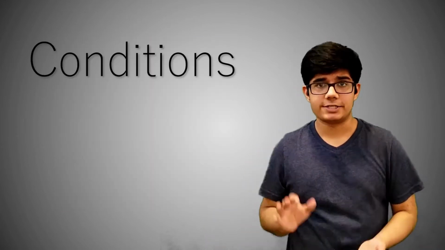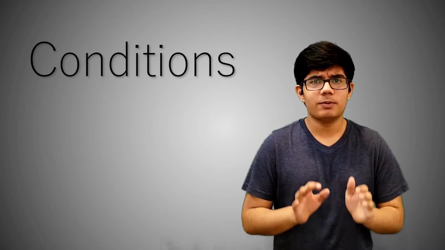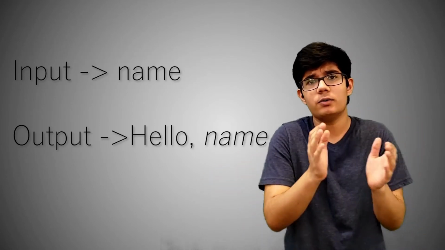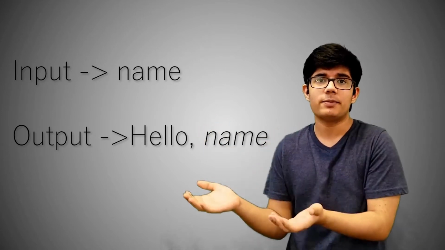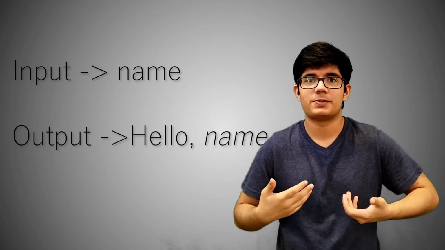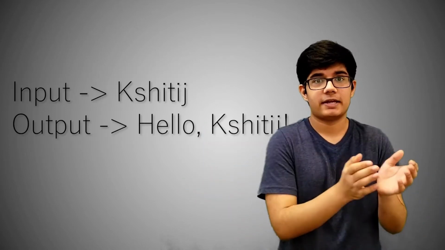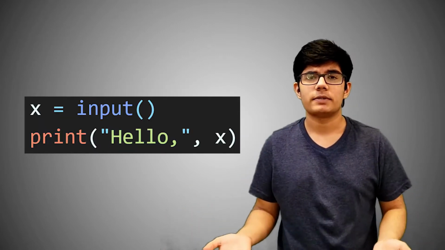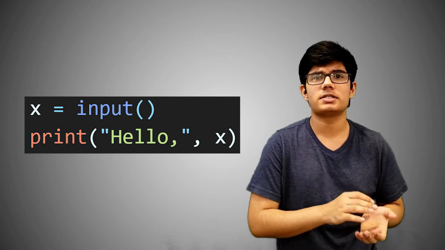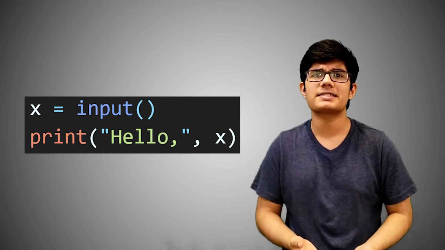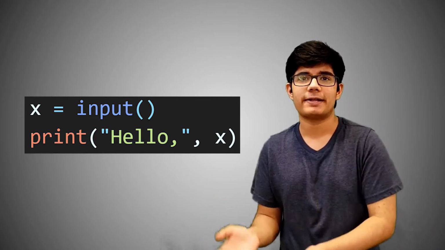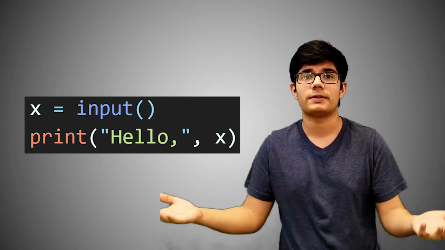Let's start with conditions. To begin, let's write a simple program that just takes input from the user and then prints hello, comma, space, the input. So if I was to provide my own name, it would print hello, Kshitij. The code that you see right now performs that. It just takes input from the user, stores it in a variable called x, and then prints that variable back out with hello, comma, space in front of it.